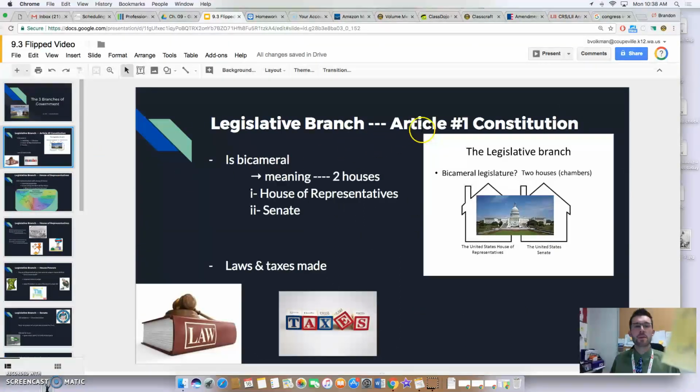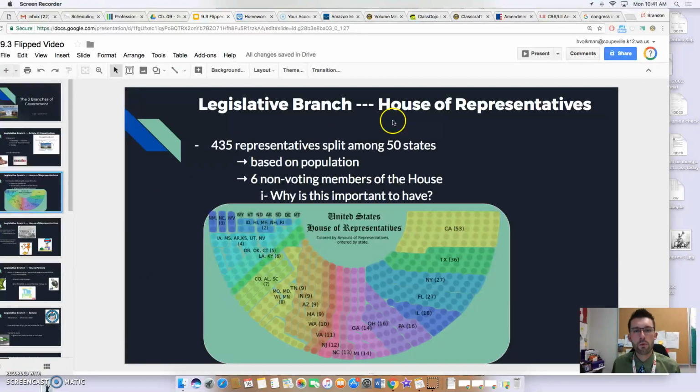The legislative branch can be found in the first article of the U.S. Constitution. And based on this article, the legislative branch is made up of two houses. We have the House of Representatives and the Senate. And these two houses work together to create the laws and taxes that can be found to rule our country. Now, let's start our video with going over the House of Representatives.